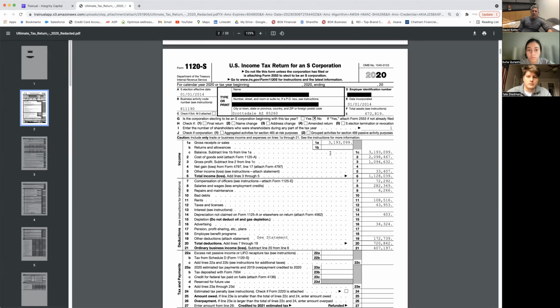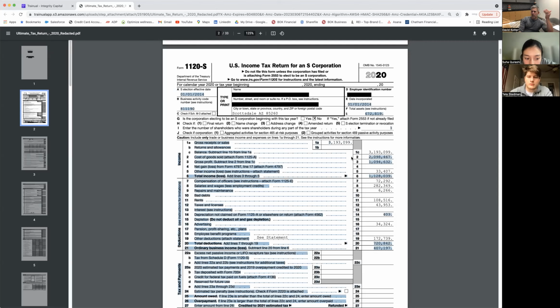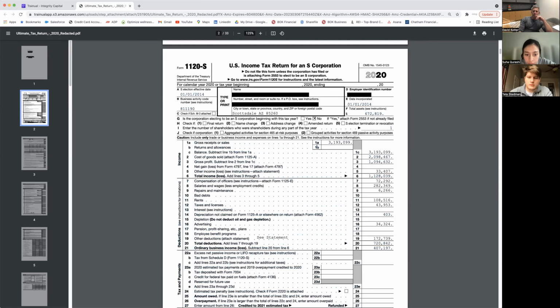So this is filed. It's a tax return for an S corp. S corps are just another way for the way that they file allows people not to get double taxed on some things. So you start up here and you've got gross receipts or sales. Okay, pretty straightforward. It's just whatever they made gross that came in the door.